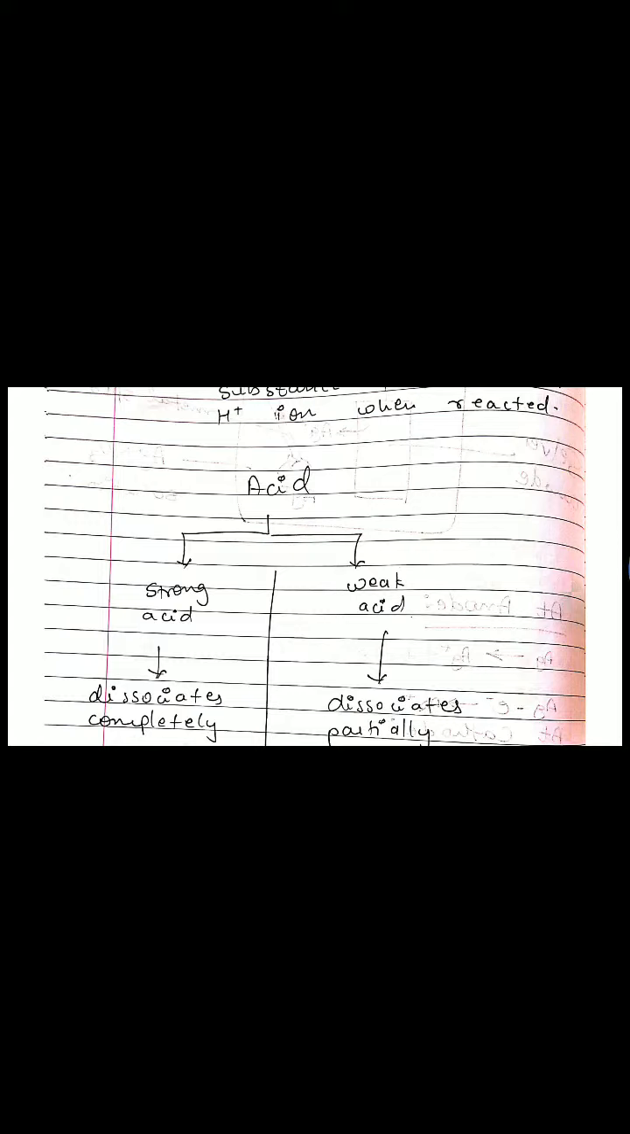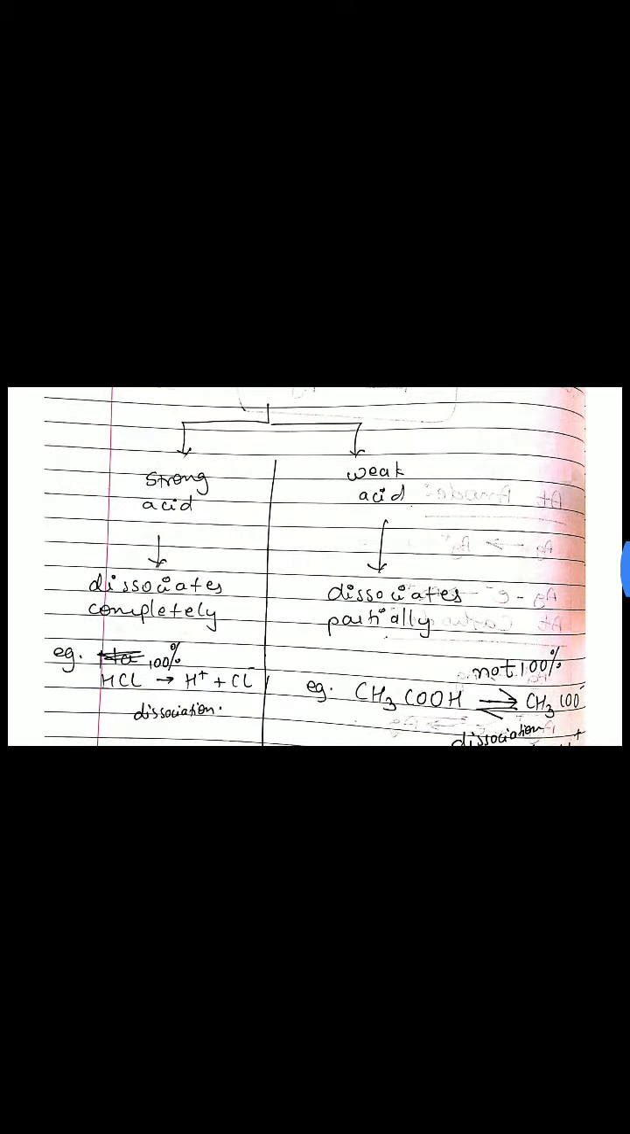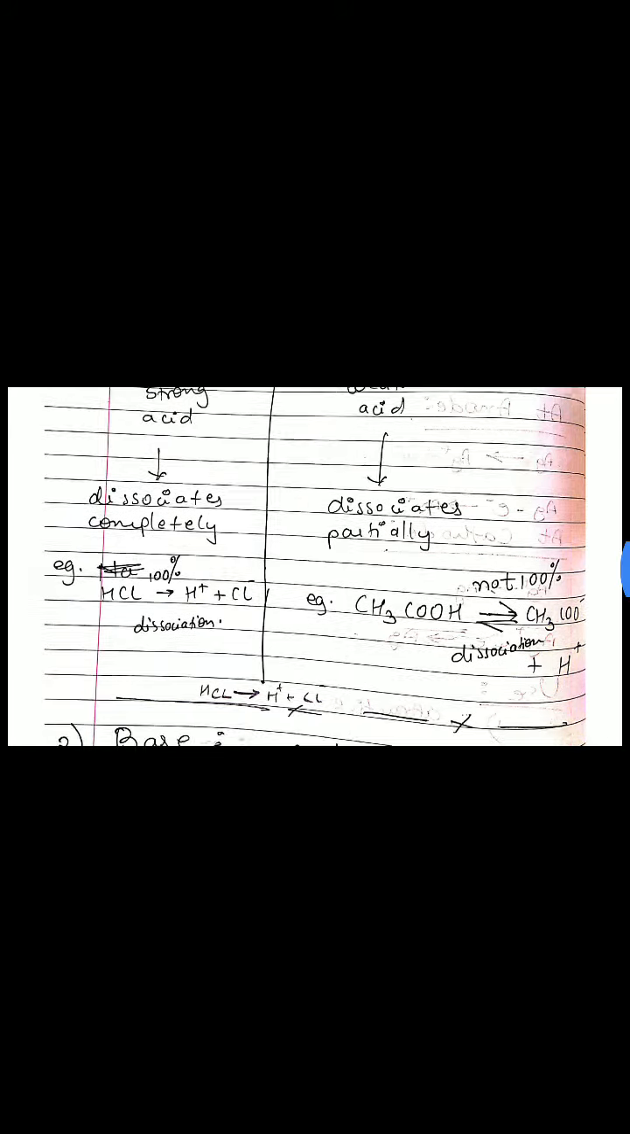Acids are classified into strong acid and weak acid. Strong acid dissociates completely, which I have shown here, HCl getting dissociated into H plus and Cl minus. There's a 100% dissociation which is seen in them. They are strong acids. Weak acid does not dissociate completely. They dissociate partially, and they are reversible in nature. Ethanoic acid, which is represented by the formula CH3COOH, is a weak acid.